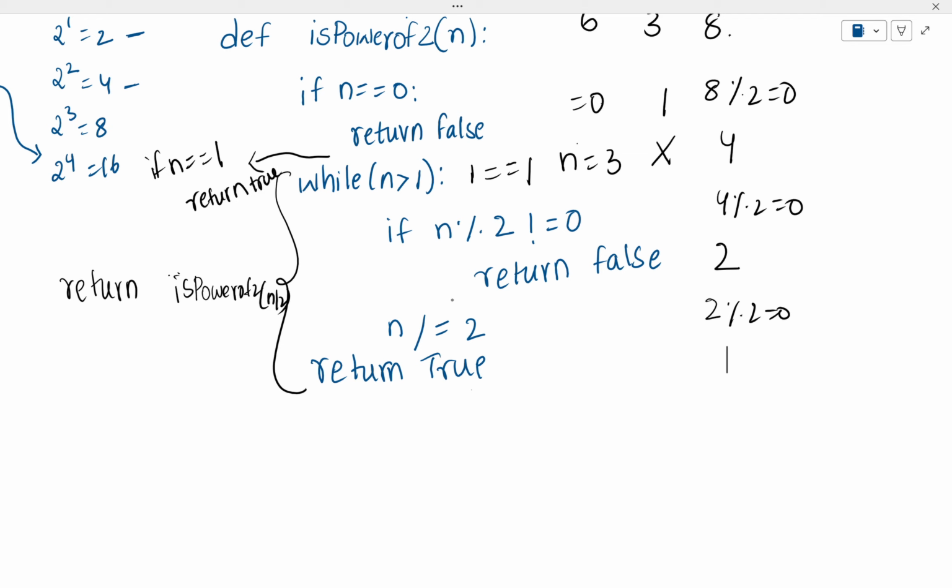So what happens if the case is 3? Initially it checks these two conditions, it doesn't satisfy, then 3 by 2. 3 by 2 would be 1.5. So 1.5 goes inside, it checks, it doesn't work, then it goes to 0.75, and finally it goes to 0. For 0, here we are going to get false. So for 3 it's going to be false.